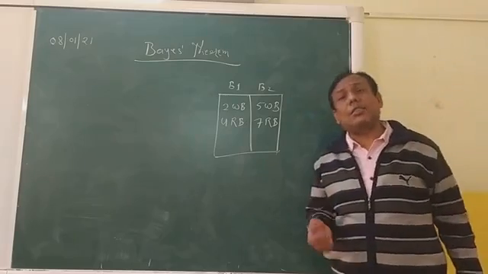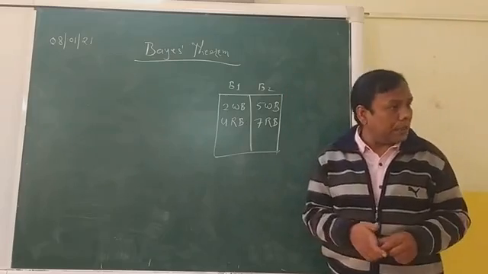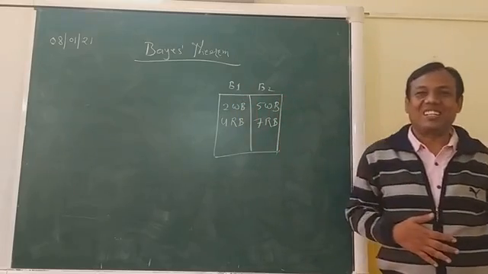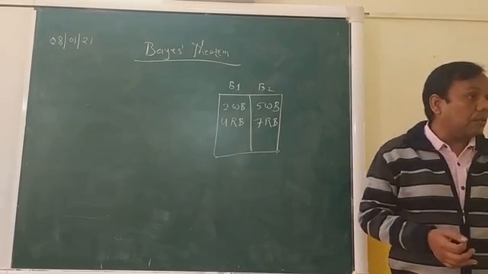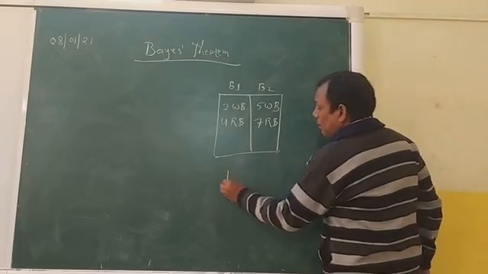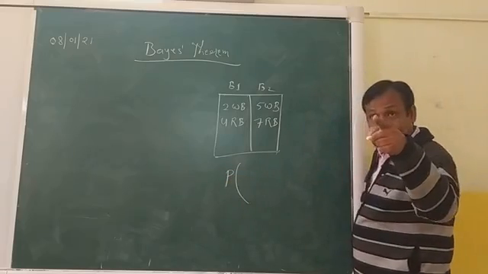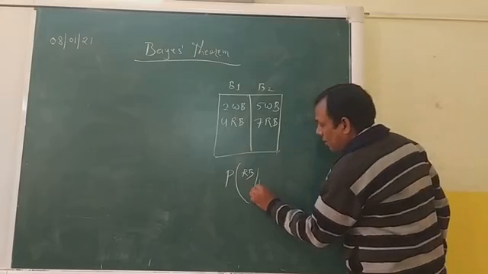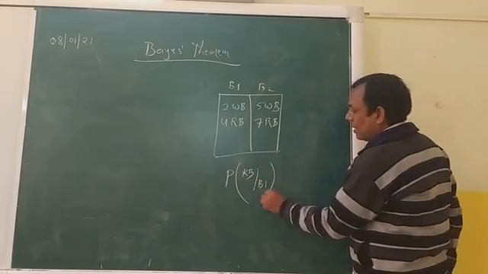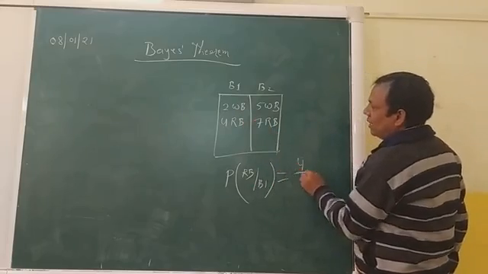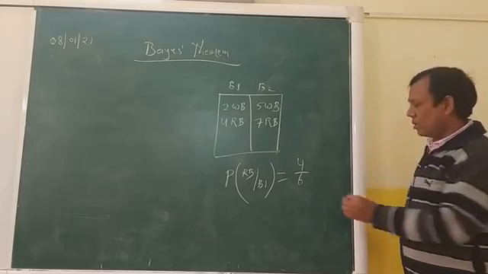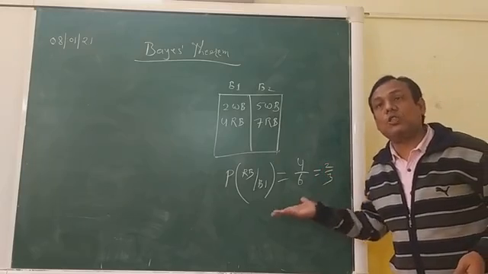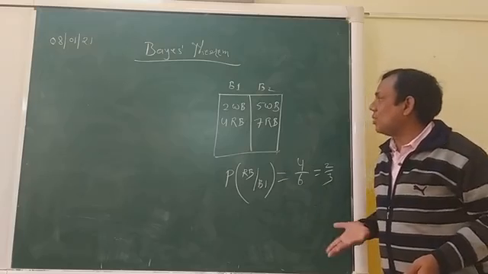So if I ask you what is the probability of drawing a red ball from bag 1, then you can very easily find it. You will write: probability of red ball from bag 1 is 4 by 6, which is 2 by 3. It is very easy to find the solution like that.